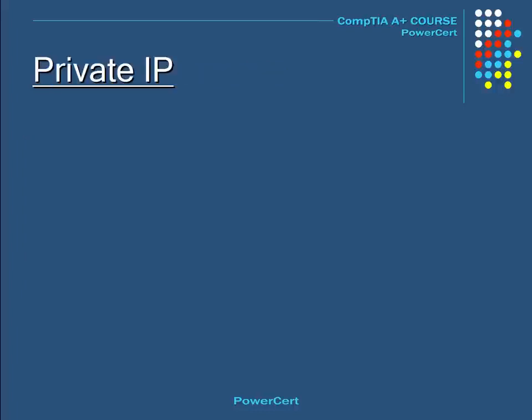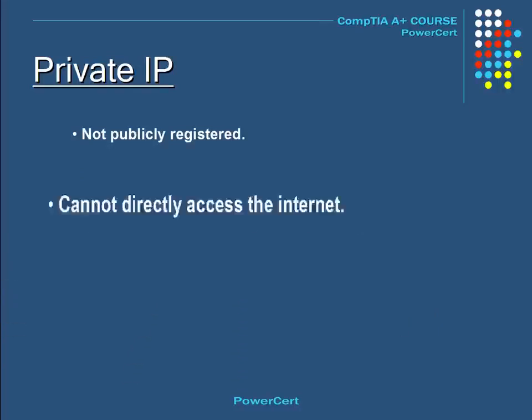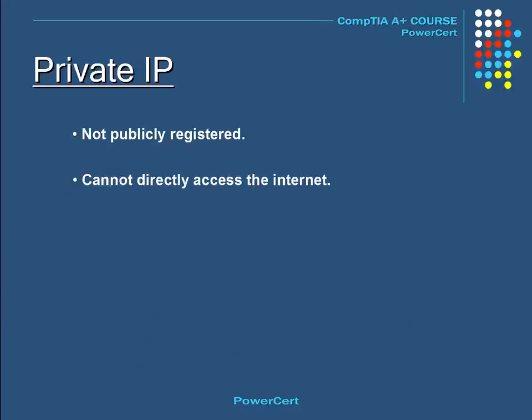Public IP addresses are publicly registered on the Internet, which basically means that if you have a public IP address, you have access to the Internet. But private IP addresses are different. A private IP is not publicly registered, so you cannot directly access the Internet with a private IP.